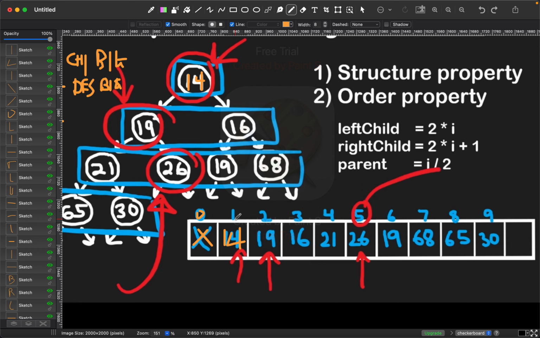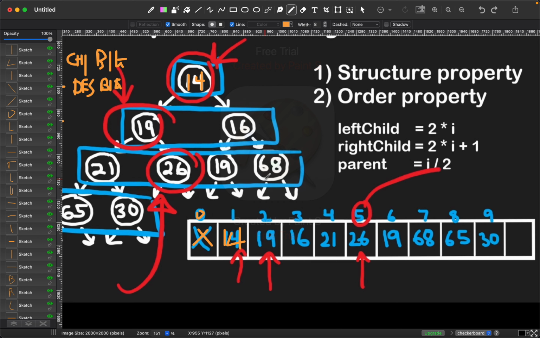For 14, you multiply the index by 2. So 1 times 2, you get the left child. Right child, 2 times 1, plus 1, 3, you get the 16 guy over here. And if I want the right child for Mr. 16, I multiply 2 by 6, plus 1, 7, sure, I get 68.